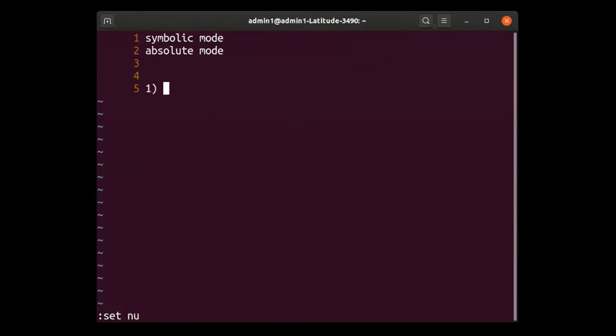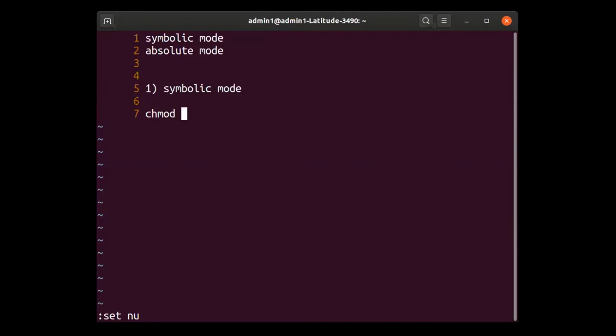Now let us take down the first one, that is symbolic mode. Now let us try to understand how we give permissions using symbolic mode in the Unix operating system. Whatever I'm telling you in terms of symbolic mode and absolute mode works even on all flavors of Unix, whether it is Linux or Ubuntu or Red Hat or Knoppix or Fedora. The syntax and the working are exactly similar. So the first one is symbolic mode. Just make a note.